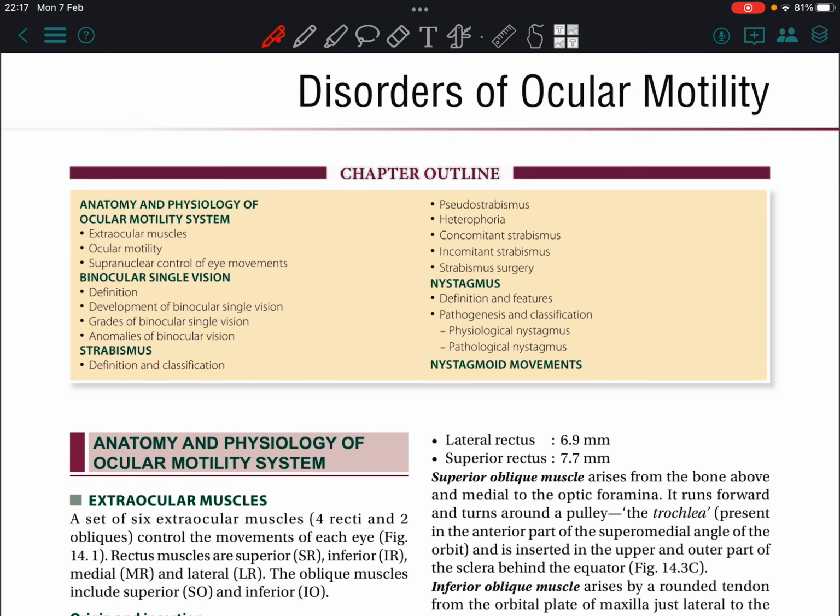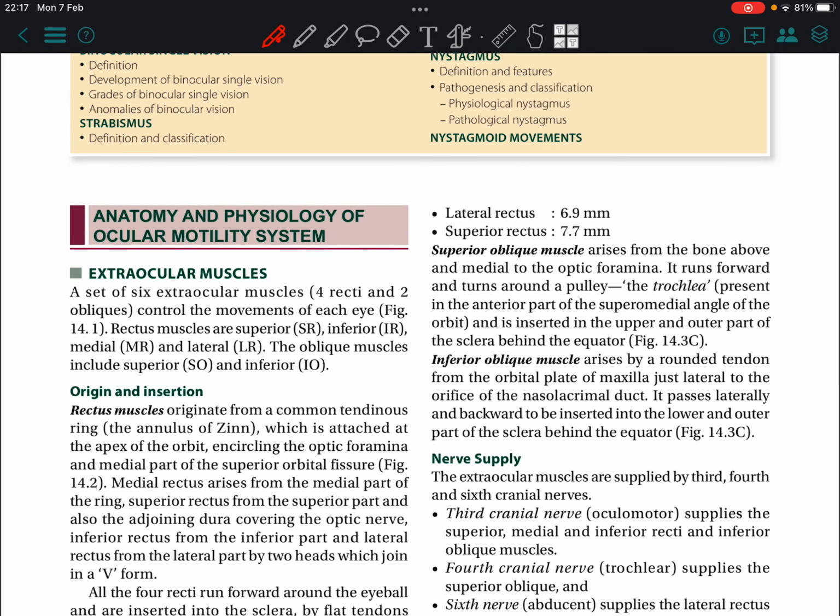Disorders of ocular motility: anatomy and physiology of the ocular motility system. Extraocular muscles: a set of 6 extraocular muscles, 4 recti and 2 obliques, control the movements of each eye.